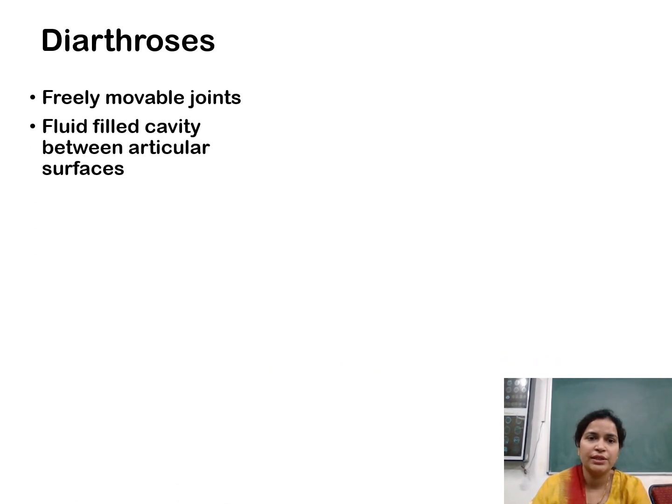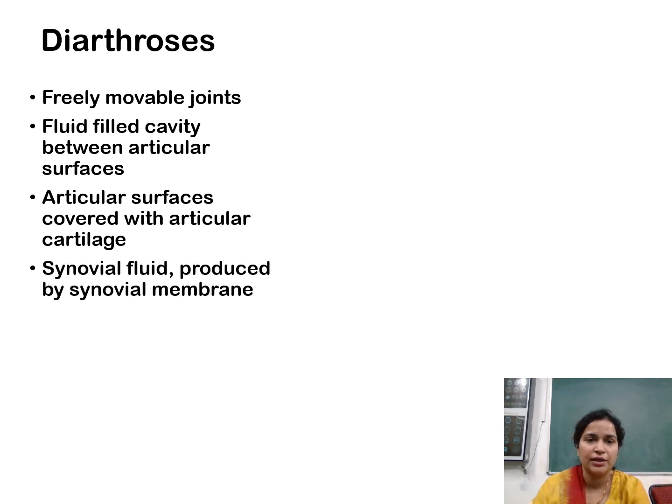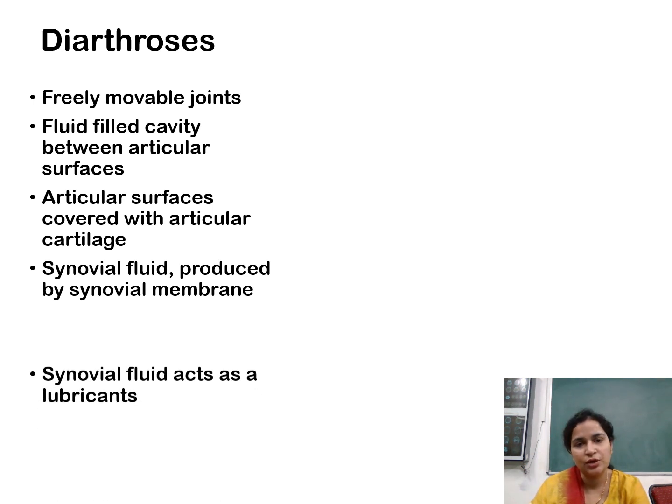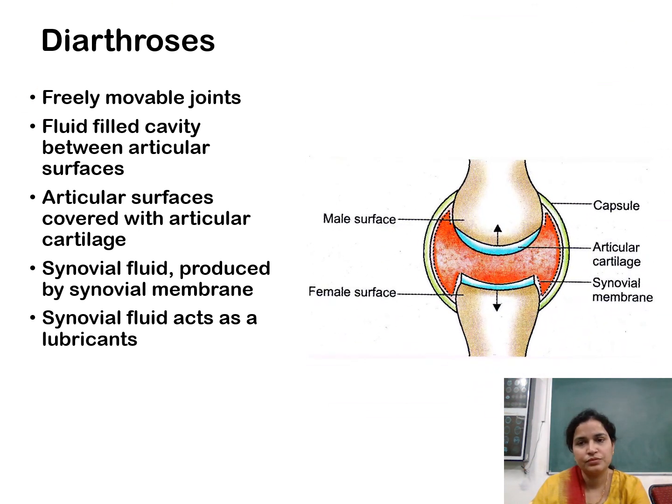Freely movable joints have a fluid filled cavity between the articular surfaces, which are covered with articular cartilage, and they are freely movable. Synovial fluid is produced by the synovial membrane. Synovial fluid acts as lubricant, so this is about the synovial joint.